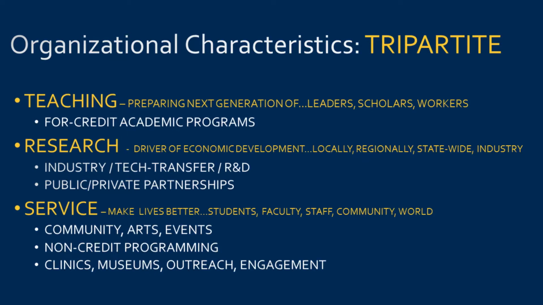Places where higher education exists, where there is an academic entity, tend to be much more desirable as places to live. And you have the community programming, the arts programming, a lot of non-credit programming, your summer camps for kids, clinics, museums, outreach, engagement. Again, the land-grant institutions often have a really strong link to agriculture or other outreach efforts in the community and for the state.